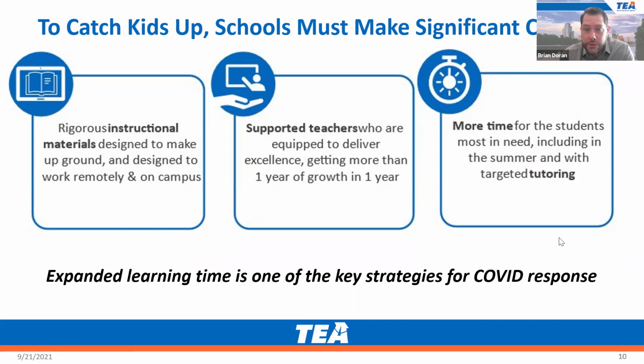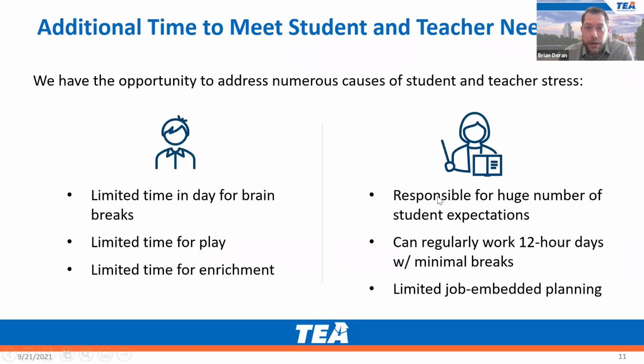So expanded learning time is one of the key strategies for COVID response. And that is where Decision 7 comes into play. So we know if we're dealing with more time, there's many different ways to address that. That includes summer, that includes tutoring, longer school days, things like that. What we're talking about here is a little bit different and more of an extended year model.